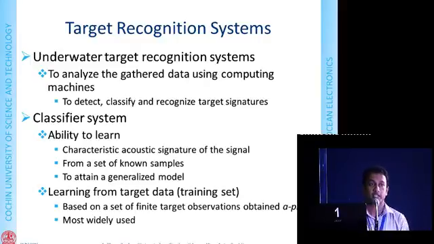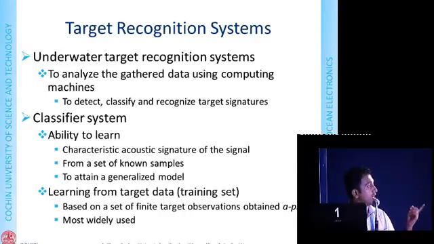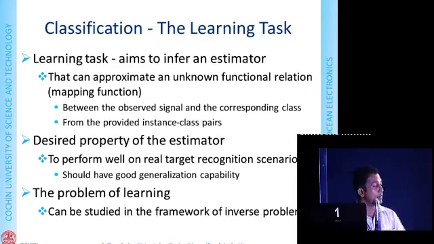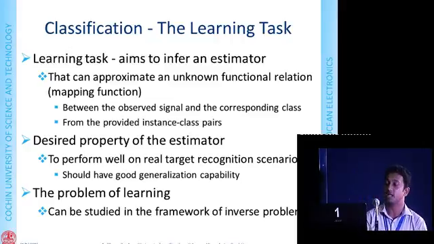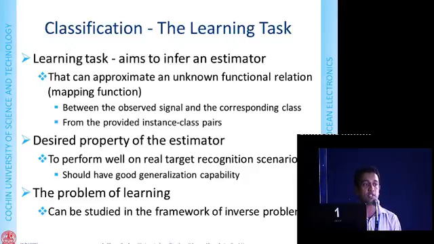The learning task involved in classification aims to infer an estimator that can approximate an unknown functional relation, or a mapping function, between the observed signal and the corresponding class from the provided instance-class pairs. The desired property of the estimator is to perform well on a real target recognition scenario. That is, it should have good generalization capability. Hence, the problem of learning can be studied in the framework of inverse problems.